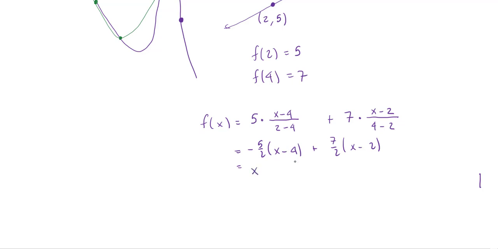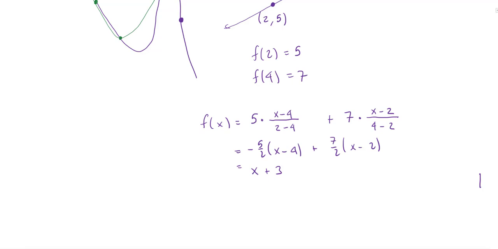And then what comes next? I have negative 5 halves times negative 4. So let's see, that's going to be 20 over 2, which is 10. And then 7 halves times negative 2, which is negative 7. So what did I say I had? I had 10, and then minus 7 is 3. So in fact, this function just ends up being x plus 3. Okay, does this make sense?